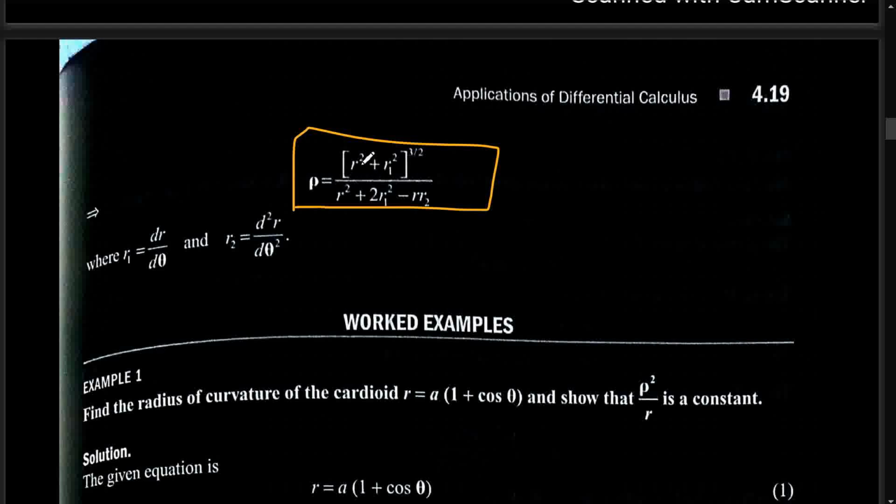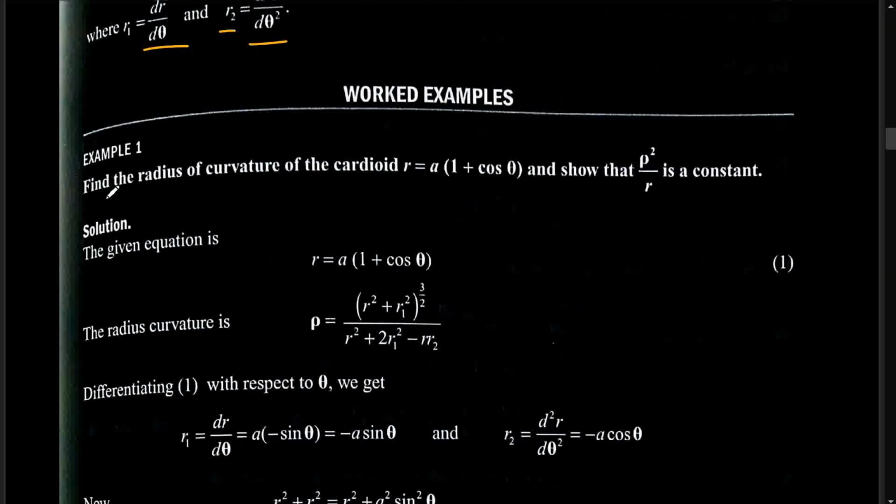Here r is nothing but the given equation in polar form, which is given in the question, and r1 is the first derivative with respect to theta. This is very important. And r2 is the double differentiation with respect to theta again. So this is the first example. Find the radius of curvature of a cardioid. This is the given equation r, and show that rho square by r is a constant.